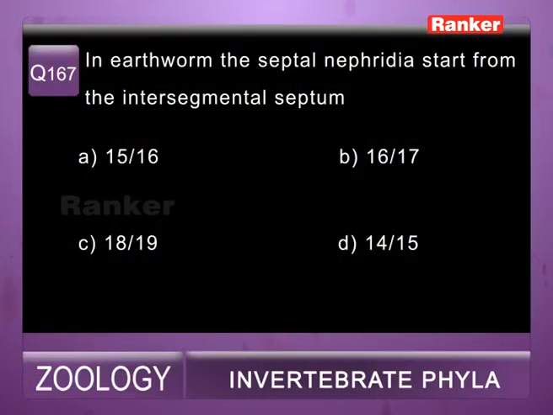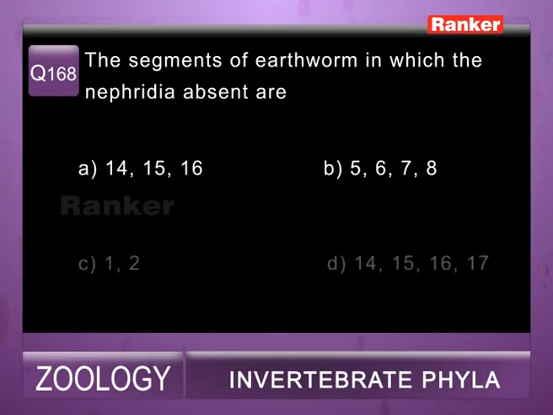So 167 question, correct answer is A, that is 15/16 onwards the septal nephridia are present. Now 168 question, the segments of earthworm in which nephridia absent are A 14, 15, 16, B 5, 6, 7, 8, C 1 and 2, D 14, 15, 16, 17.